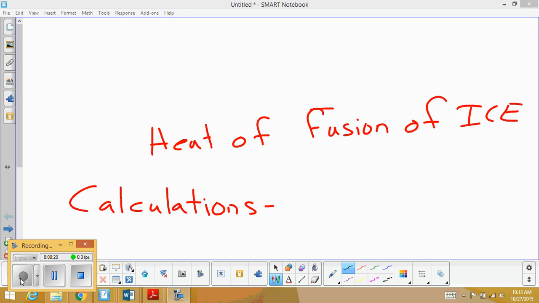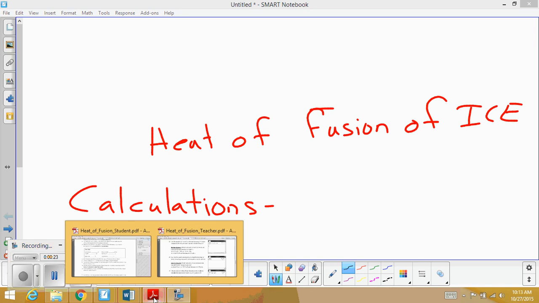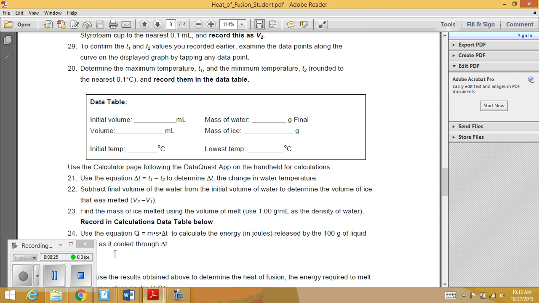So we'll go to your handout. You guys should have your data table already set. Data table, your initial volume, your mass of water after it melted, your volume, your mass of ice, initial temperature, and lowest temperature. You also needed to figure out what the final temperature is, delta T.